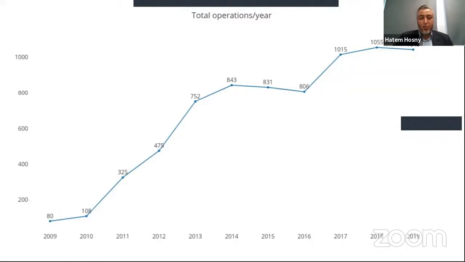We have a big interest in neonatal interventions and for cath and cardiac surgery. We've been doing nearly 100 arterial switch operations every year. So we're happy to be with you here. All of these operations are being done free of charge. This is a charity project, so all of the patients are treated for free.